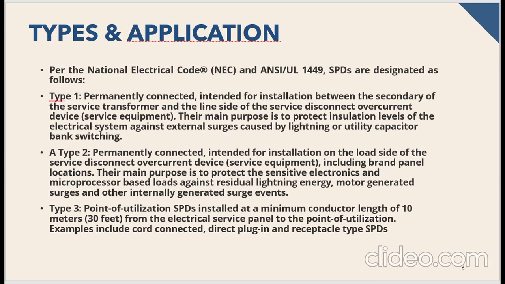There are three types. Type 1 is permanently connected, intended for installation between the secondary of the service transformer. Basically it is used on the HV side or HV-LT side. Here we will not talk about this because it is rarely used, and type 2 is also rarely used, but type 3 is used in industry. Basically the point-of-utilization SPD is installed at a minimum conductor length of 10 meters to 30 feet from the electrical service panel to the point of utilization, for example including cord connected.